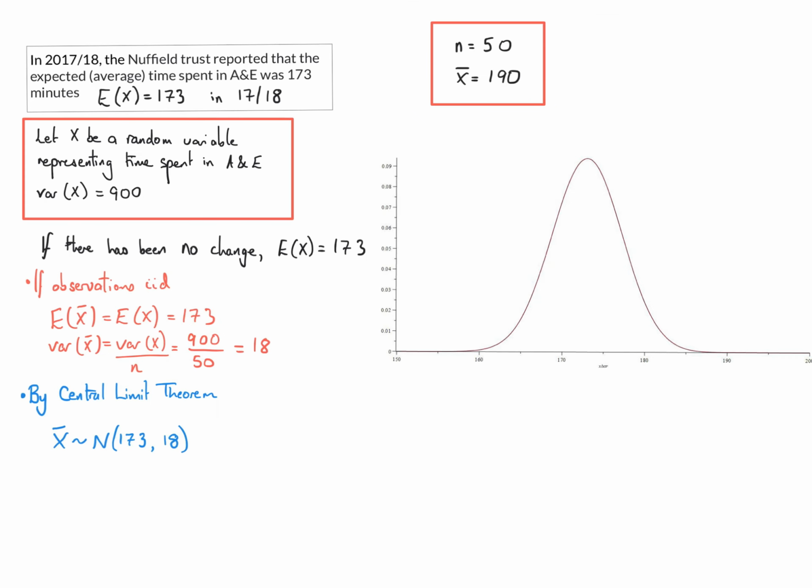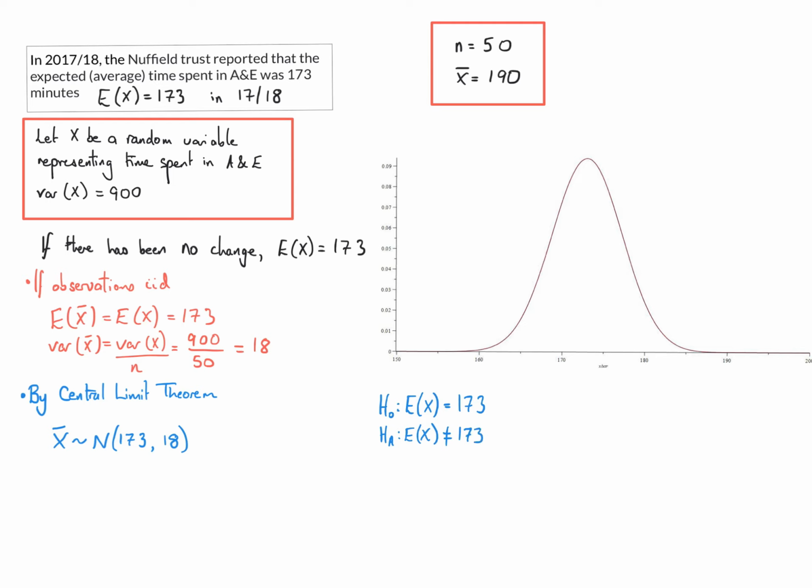Our sample mean has been constructed based on data from 2018-19, and we wish to test whether in 2018-19 the expected value of time spent in A&E has changed. So in other words, is the expected value 173? That's our null hypothesis, and our alternative is that the expected value is no longer equal to 173 minutes.